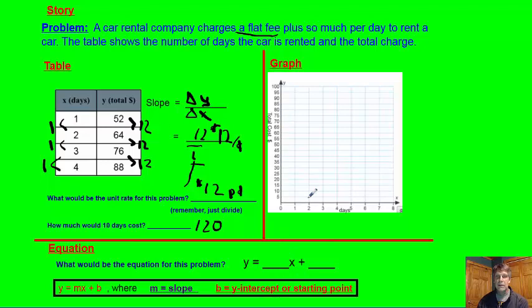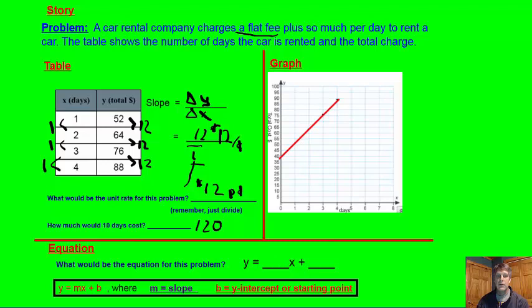So let's graph these. If I go 1, 52, as best I can, and then 2 is 64, 3 is 76, and 4 is 88. See if I can shoot a line here. See if I can hit them all. Get it right through them. That's good. And hit every dot. Yeah, looks good. All right, so there's my graph right here.